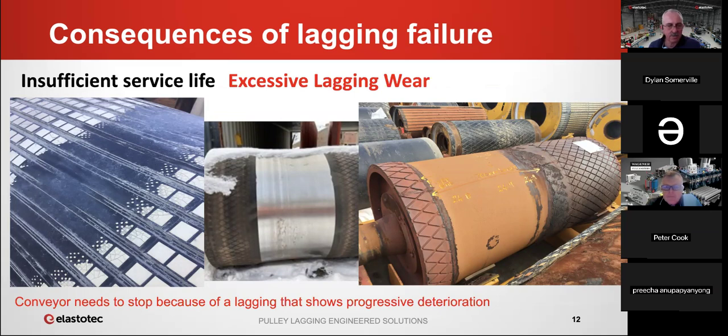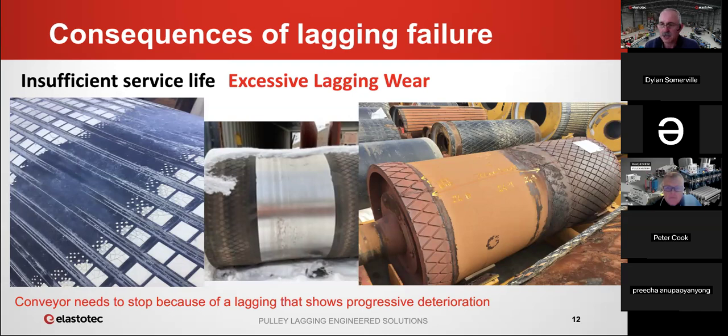Okay, so we'll now move to what we call insufficient service life. So that is, it doesn't require an unplanned stop. These can be treated at a normal planned stop, but what's happening is the lagging's worn out when the mechanical components like the bearings, the locking elements, the shaft are all still completely serviceable.